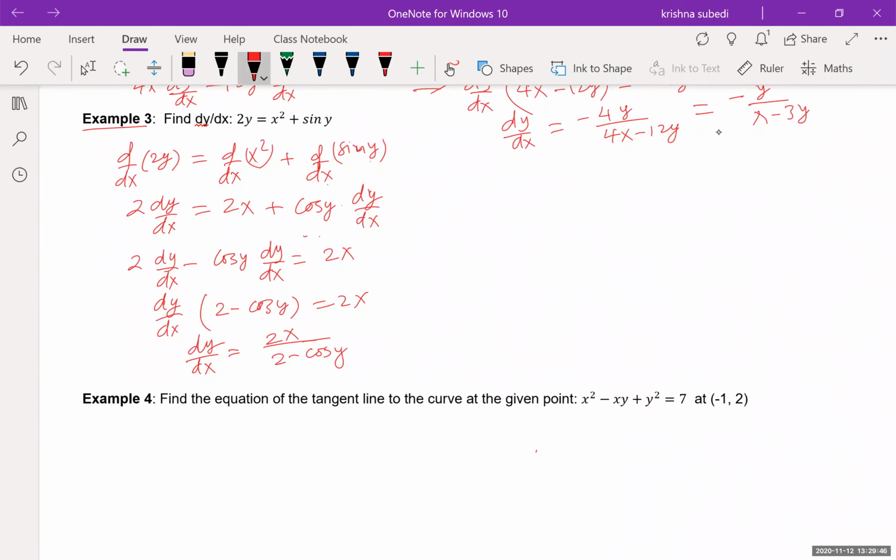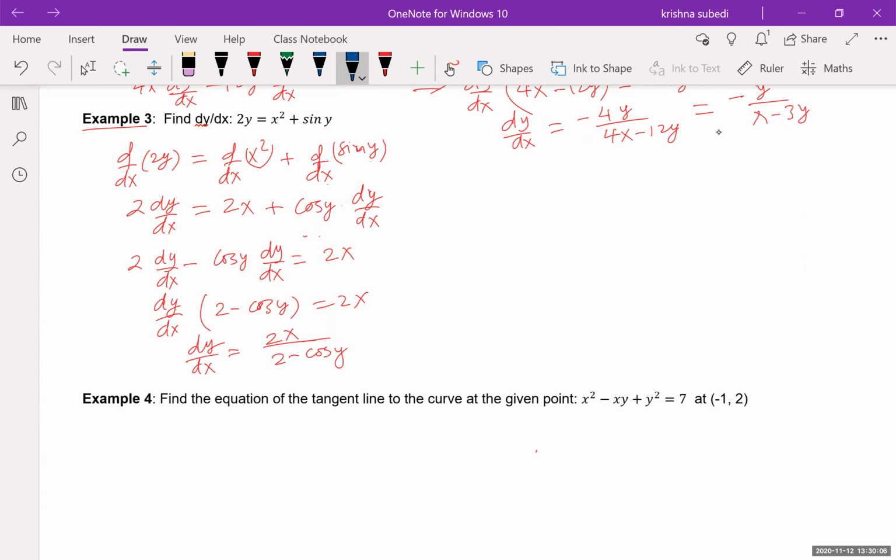Okay, so one more example. Here we want to find the equation of the tangent line to the curve at the given point. So we are given a curve x squared minus xy plus y squared equals 7, and we want to find the equation of the tangent line to the curve at (-1, 2).